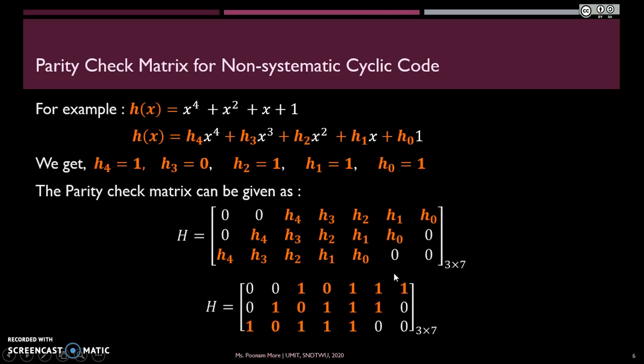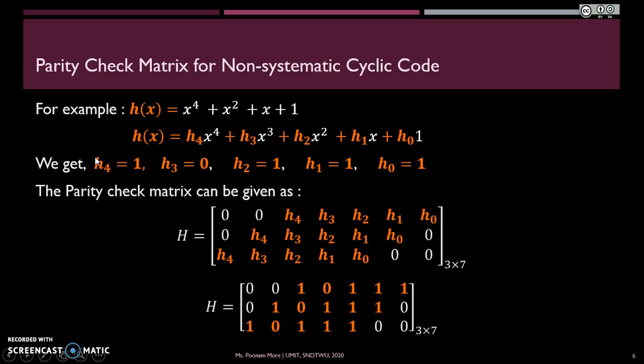Now we will see the example. Suppose we are having the parity check polynomial as we have already found, that is x raised to 4 plus x square plus x plus 1. Then according to that we will get the values for the coefficients, that is h4, h3, h2, h1 and h0, as 1, 0, 1, 1, 1. So by using our parity check matrix representation, we can get our parity check matrix as shown over here.